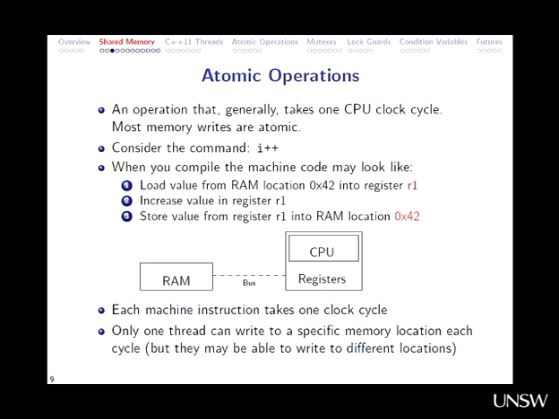So each machine instruction, remember our code gets compiled down into machine code. Each machine instruction typically takes one clock cycle. And only one thread, or core, can write to a specific memory address each cycle. Okay? But they also might be able to write to different memory locations, and writing to different memory locations is normally fine. Okay? Everyone with me so far?